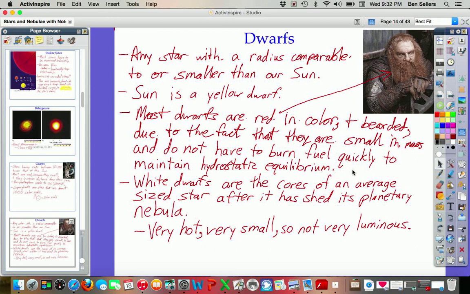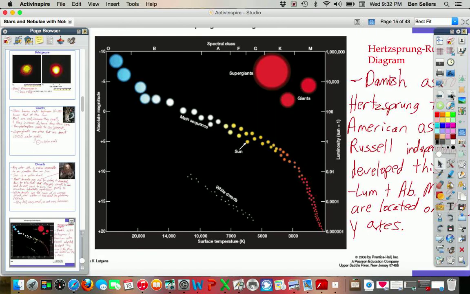So white dwarfs are the cores of average-sized stars. They are classified as a dwarf just because of stellar mass-wise.